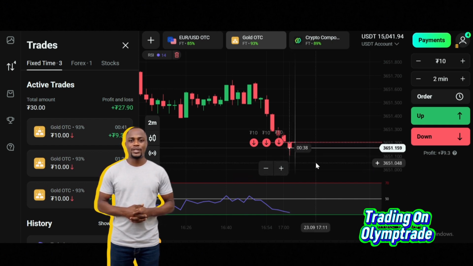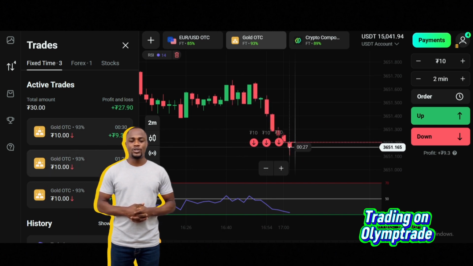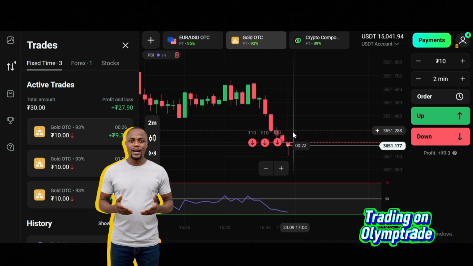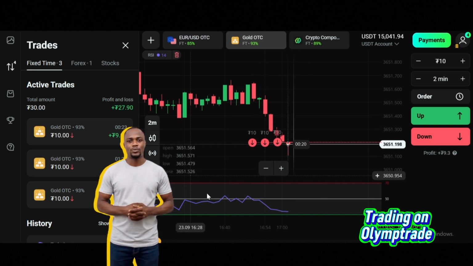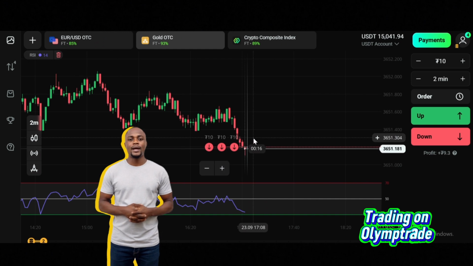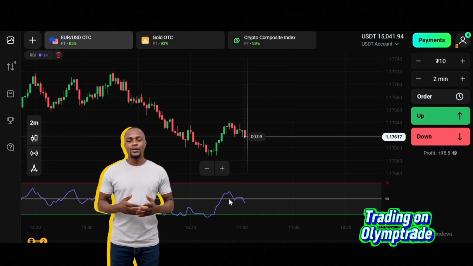Let's quickly recap the key lessons. The RSI tells us when the market is overbought, above 70, or oversold, below 30. When RSI climbs above 70 and starts to turn downward, it often signals a chance for a down trade. When RSI dips below 30 and begins to rise, it often signals a chance for an UP trade. To improve accuracy, always check the overall trend. RSI signals are strongest when they align with the bigger market direction. And finally, never forget risk management. Trade small, stay disciplined, and protect your capital.